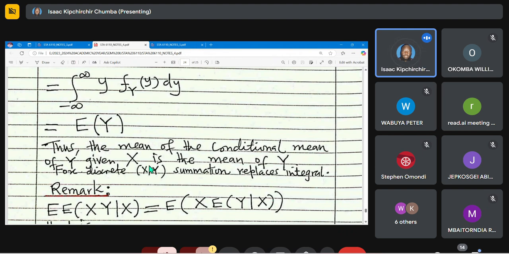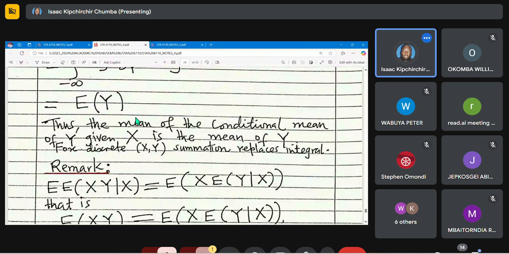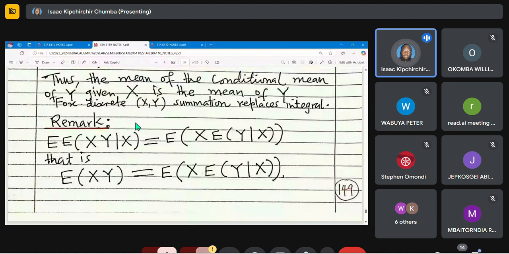In this proof, we have assumed that we are dealing with continuous variables. For discrete, you just replace the integral by summation, so it doesn't matter. We don't have to redo it. As a remark, suppose we are talking about a mixed moment given X. If you look at here, expected of XY given X.